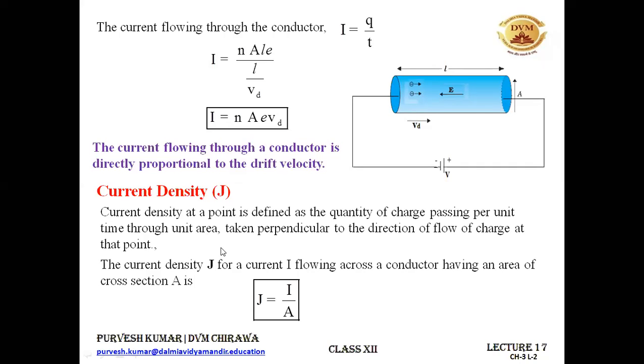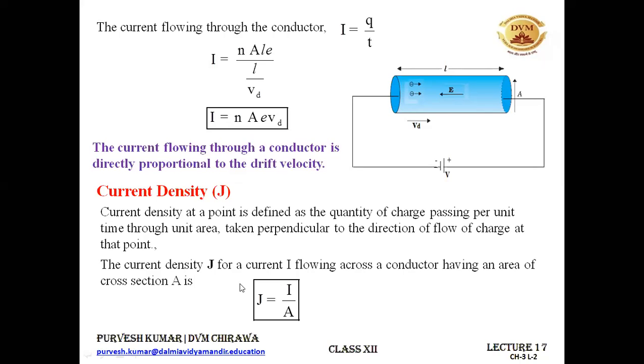Again, I'm telling you, current density is current flowing per unit area. And the direction of this current density is always perpendicular to the direction of flow of charge at the given point. All right. Its SI unit will be ampere per meter square.